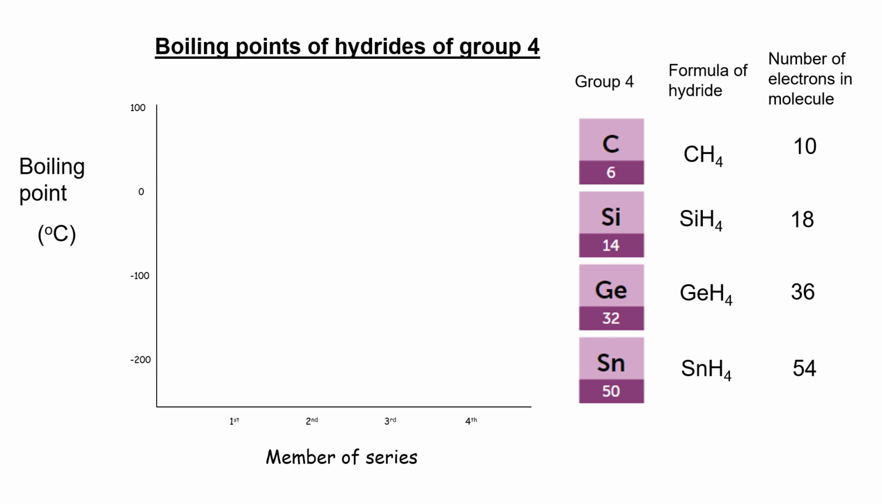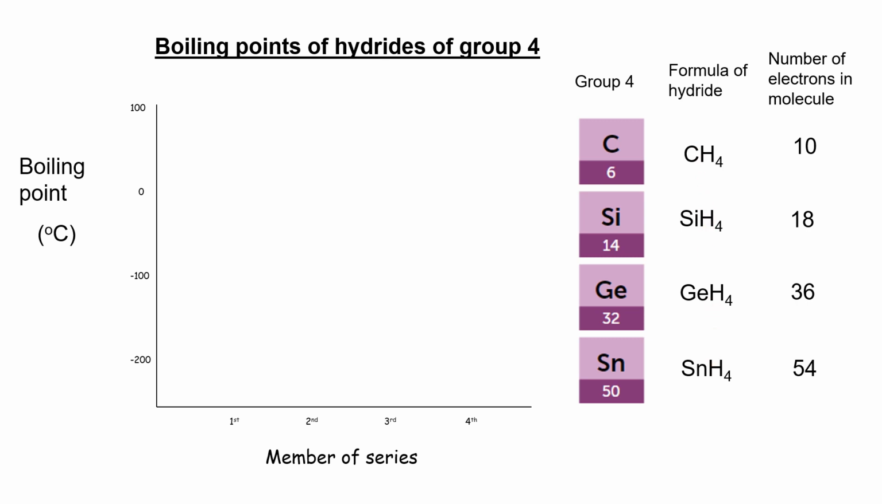So the first thing we're going to look at are the boiling points of hydrides of group 4. So these are the elements present in group 4. We've got carbon, silicon, germanium and tin. When they join with hydrogen to form a compound, we call them hydrides. So we've got carbon hydride, silicon hydride, germanium hydride and tin hydride.